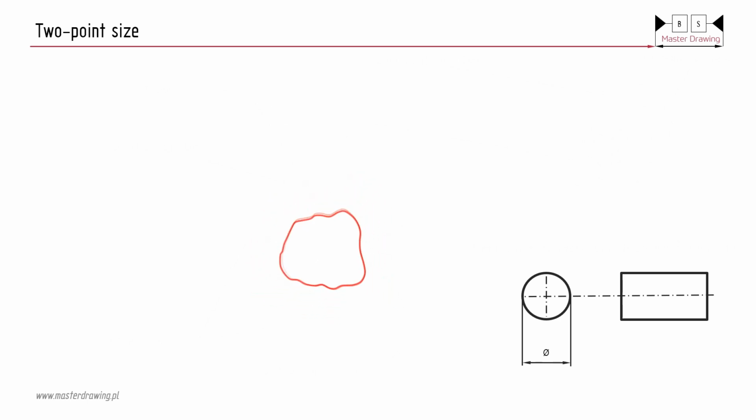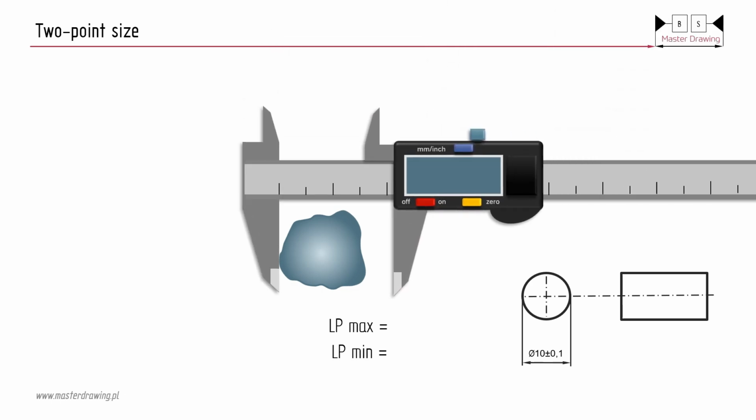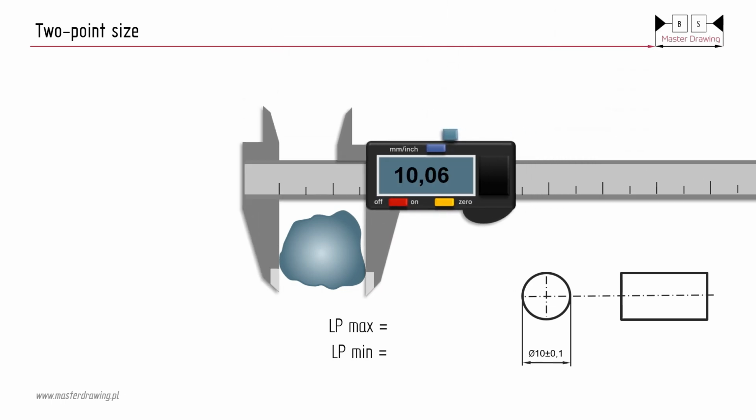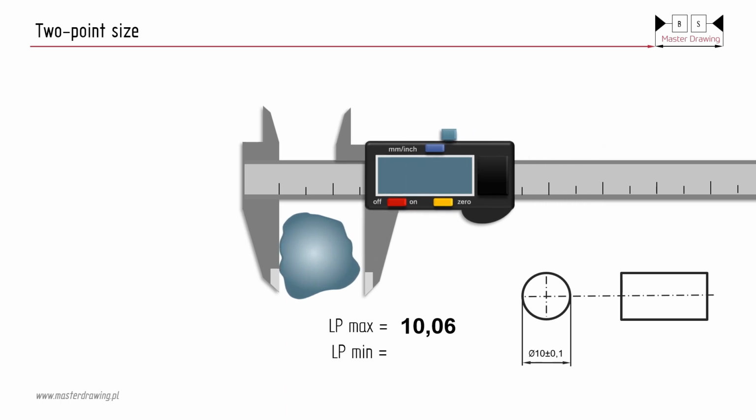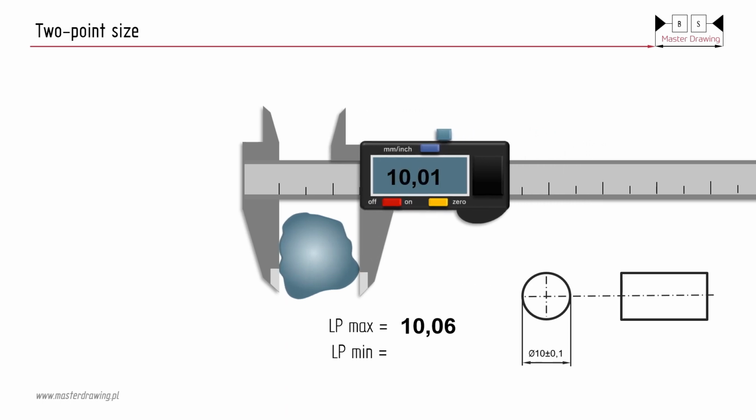There are many manual instruments that allow for 2-point measurements. One of the most common is the caliper. Such a measurement should be performed in several places in order to determine the limit values. However, it must be remembered that the results may not fully correspond to the precise method described in the ISO standards.